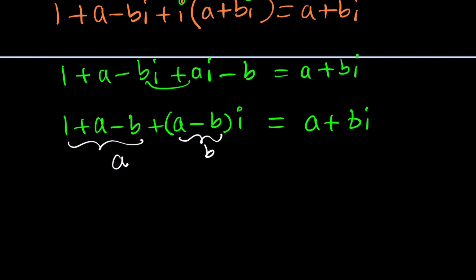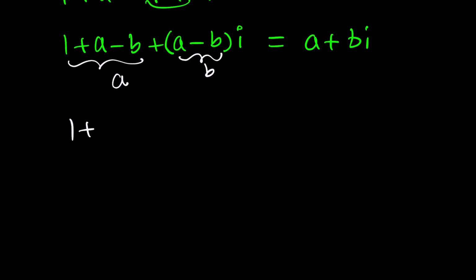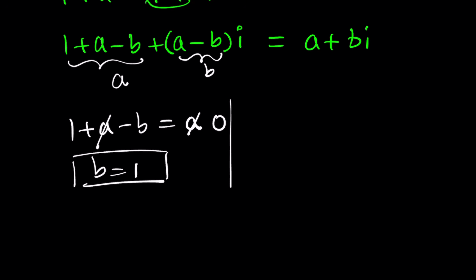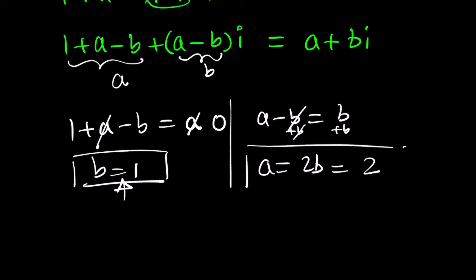Let's write down what that means. 1 plus a minus b equals a. a cancels out, we get a 0. This means b is equal to 1. Great. And then from the second part, we get a minus b equals b. If you add b to both sides, some people like to show their work, that gives us a equals 2b. Yay, 2b or not 2b, that's the problem. If b is equal to 1, then a is equal to 2, because a is 2 times b.